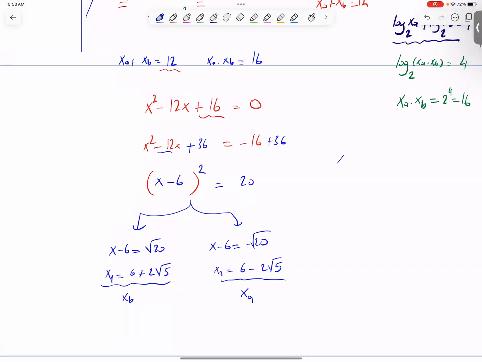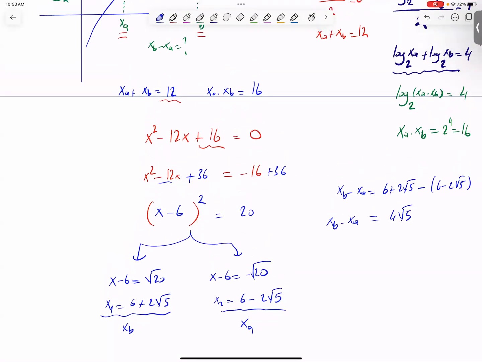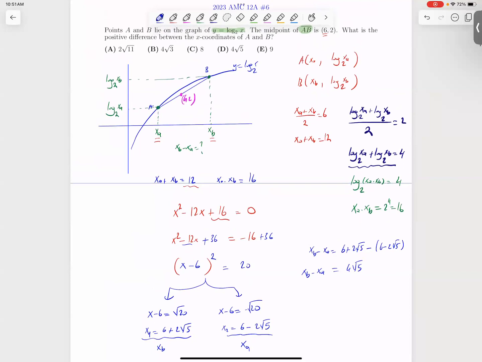We are looking for the difference. xb minus xa is equal to 6 plus 2 root 5 minus 6 minus 2 root 5. If we subtract, we get the positive difference is 4 root 5. So our answer, xb minus xa, is 4 root 5, which is option D.